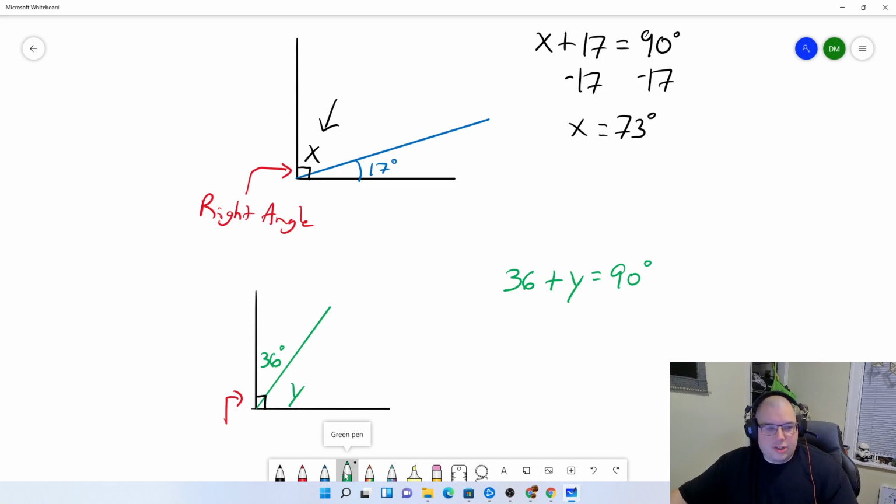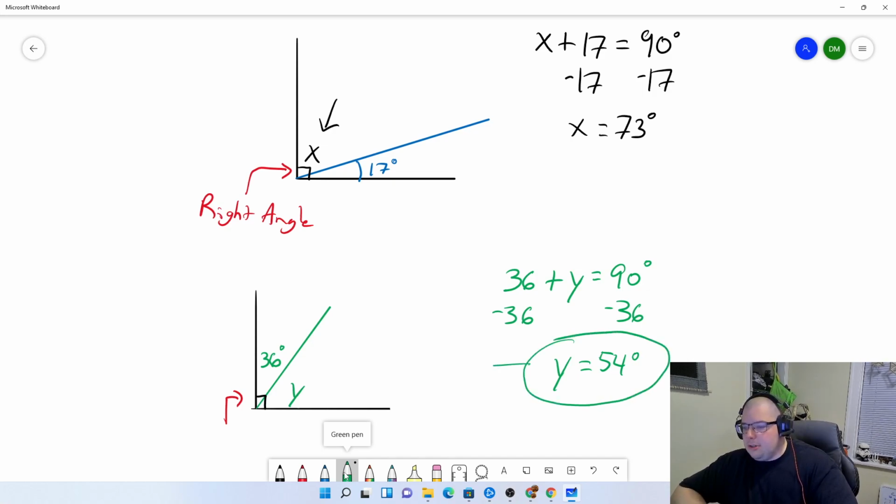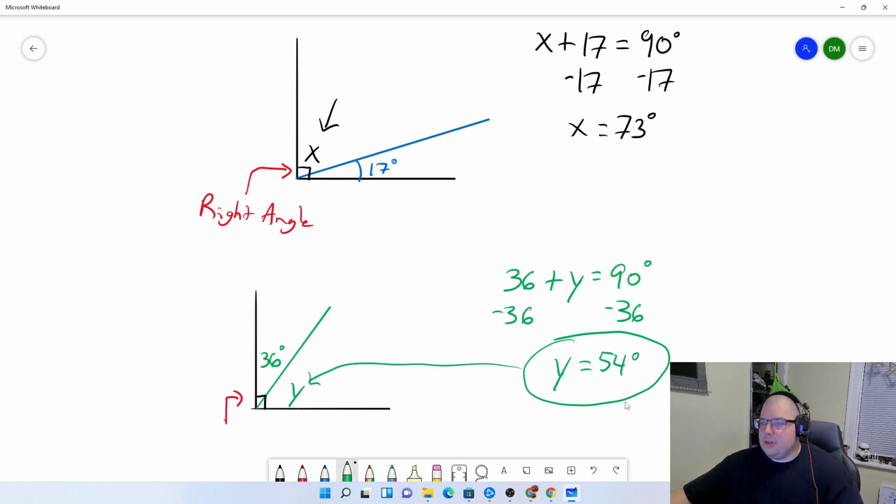And we solve this just like we solve any other equation. We do the opposite to get the variable alone. Here that's a positive 36, so I subtract 36 from both sides. And then I can get my answer by doing 90 minus 36, which is 54 degrees. And that would be my answer for y. I hope this makes sense.